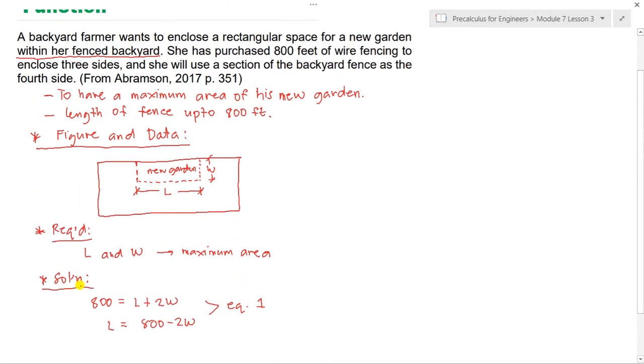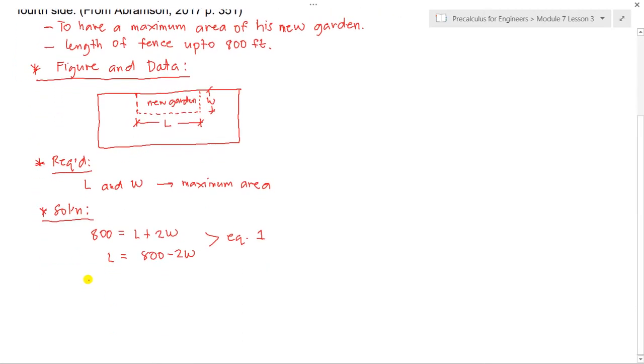After that one, since our second goal is to maximize the area, we are going to maximize the area.